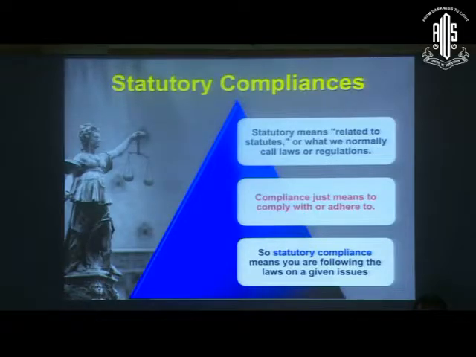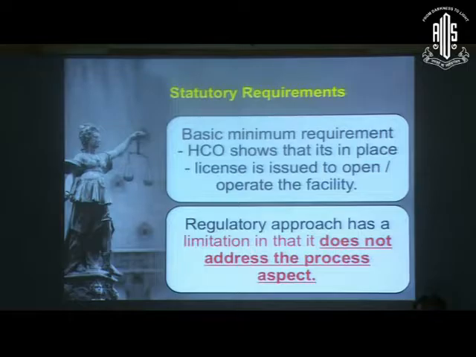Statutory means related to statutes, another name for law or regulations. Compliance means just adherence to it. So statutory compliance means you have to follow the set of guidelines. Statutory requirement means for each and every law there are certain minimum requirements. This is not the maximum, this is a very minimum requirement expected of your hospital.